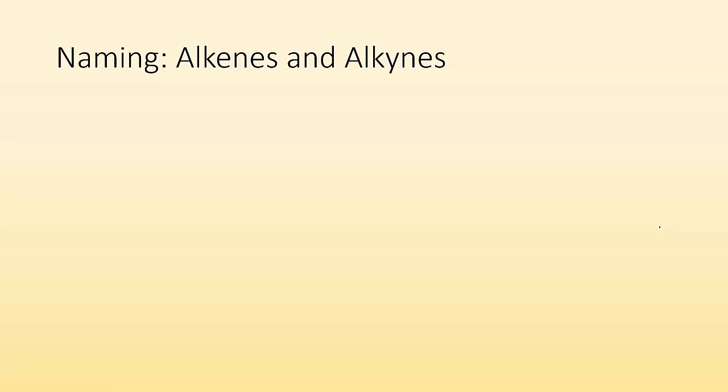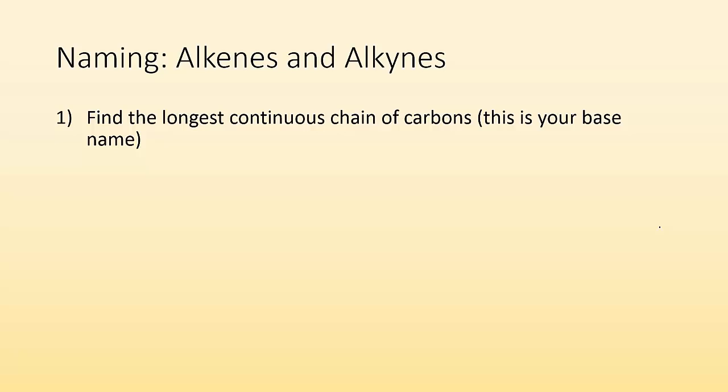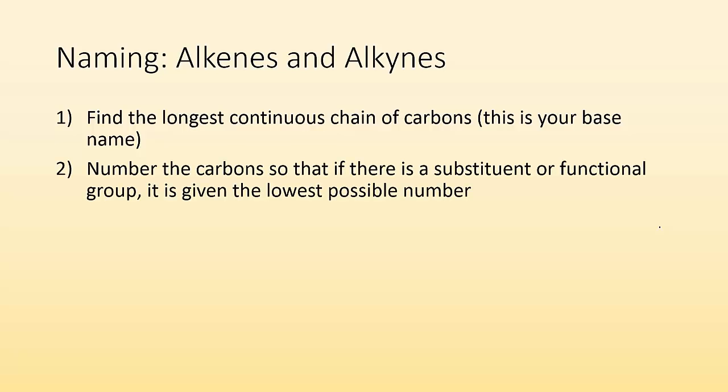This time we are going to take a look at how to name alkenes and alkynes. Again, we have a systematic approach to this. First thing you're going to do is find the longest continuous chain of carbons, and this is going to be your base name. Then you're going to number the carbons so that if there's a substituent group or a functional group, it is given the lowest possible number. So you're going to be trying to number them so that where that double bond or triple bond is ends up with the lowest number.